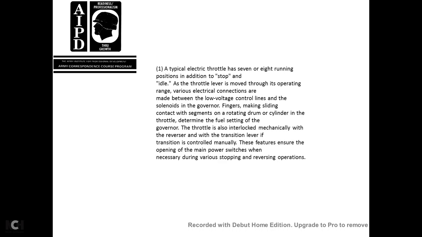The throttle controls the speed of the diesel engine, and consequently the power delivered by the traction motors. The throttle functions with a pneumatic or electro-hydraulic governor, called the electrical throttle, which must be connected electrically to the governor. The pneumatic throttle uses the air system and must be connected to the governor through a pneumatic actuator. Some locomotives have a mechanical linkage between the throttle and the governor. The typical electrical throttle has 7 to 8 running positions, in addition to stop and idle, as the throttle lever is moved through its operating range.